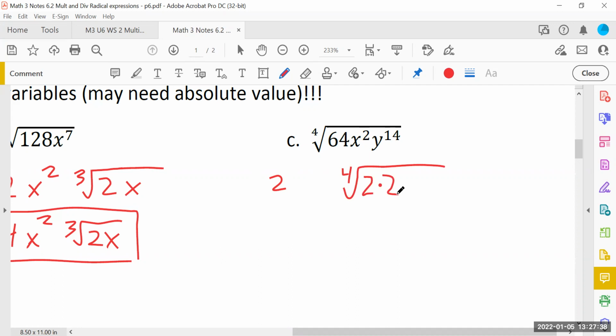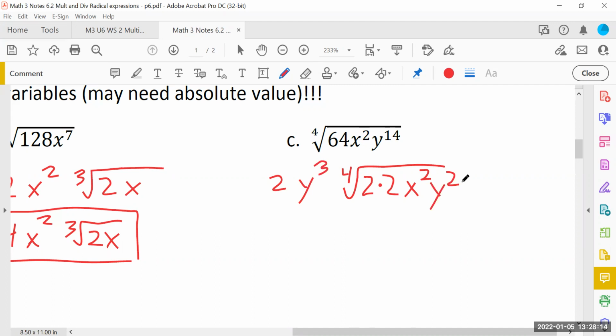from my initial 6. X squared, I don't have any sets of x's because I need 4. There's only 2 there. Y to the 14. How many sets of y's can I take out? How many did you think? 3. Because I'm looking for sets of 4. And so 4, 8, 12. And then if I keep going, that's 16. That's too many. So 3 sets of y's, y to the 3rd, but there's 2 left over.